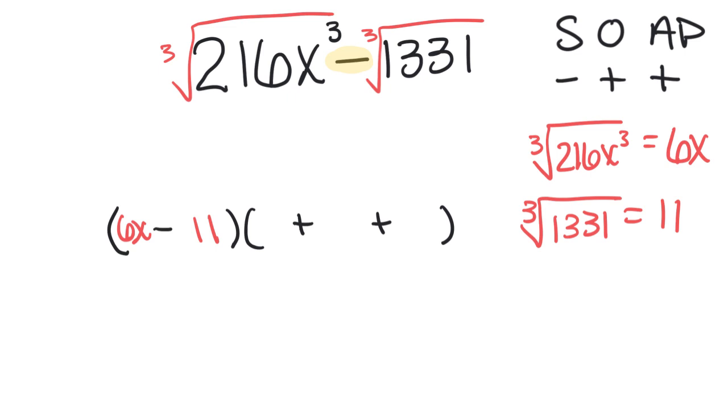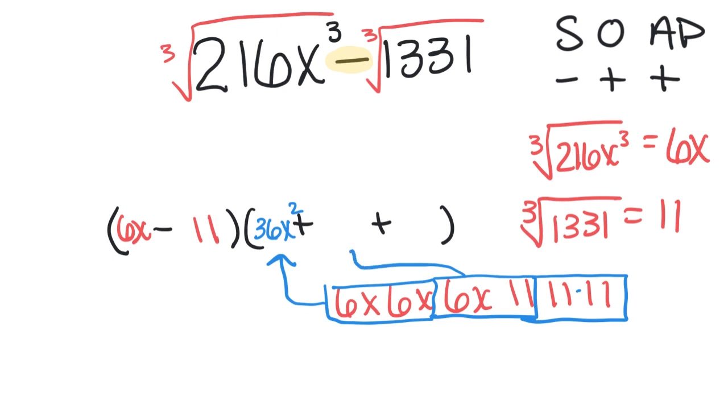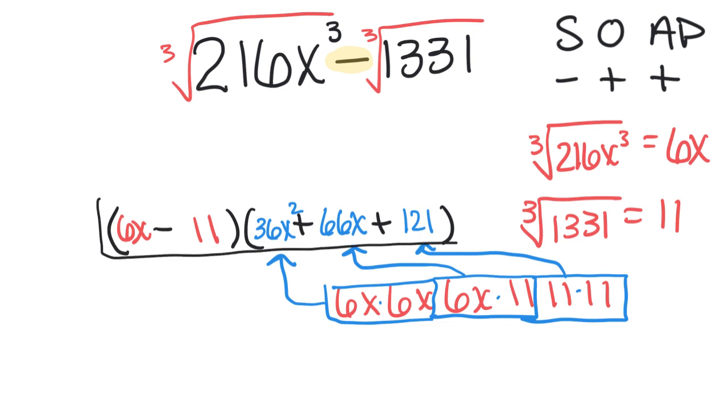Okay, I'm going to do my work down here this time just for space. 6x, 6x, 6x, 11, 11, 11. There's a lot going on. Okay, so I'm going to chunk it in blue. 6x and 6x, 6x and 11, 11 and 11. I'm going to put a little times dot. Okay, 6x times 6x is 36x squared. 6x times 11 is 66x. And 11 times 11 is 121. And that's our answer.